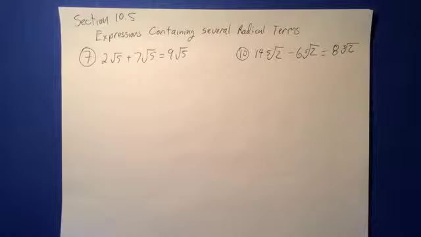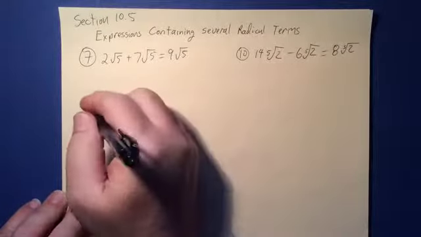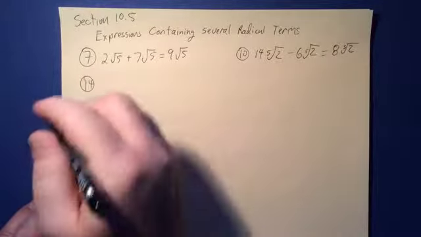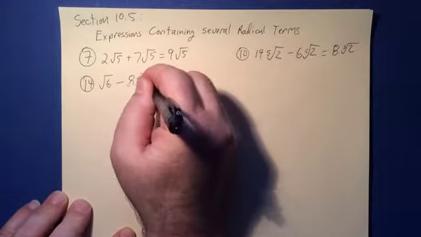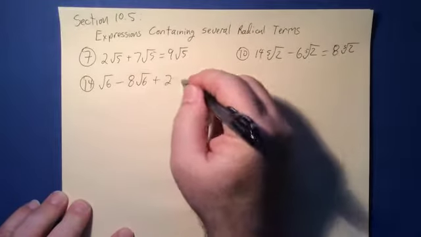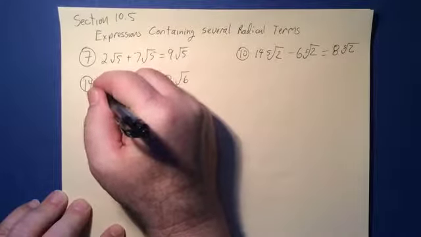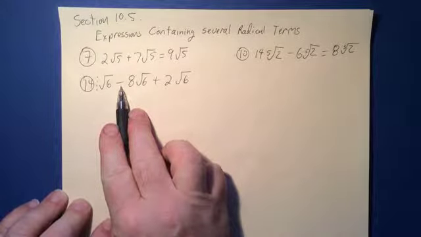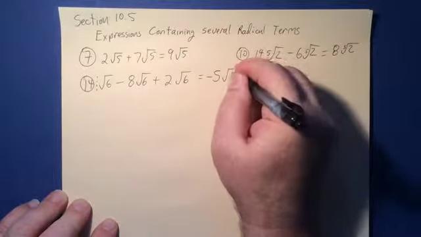Sometimes they like to throw a question where they put these things together, where addition and subtraction are combined. Let's take a look at 14, for example. We have radical 6 minus 8 radical 6 plus 2 radical 6. When you get a question like this, we have to both subtract and add, remembering that if there's no number there, we can assume that's a 1. 1 minus 8 will be negative 7. Negative 7 plus 2 will be negative 5. So it's going to be negative 5 radical 6.